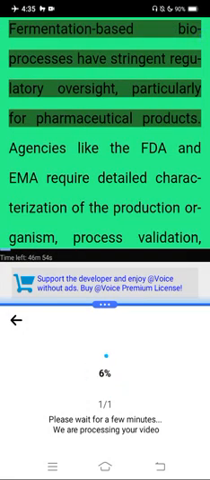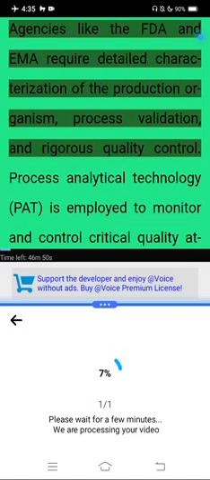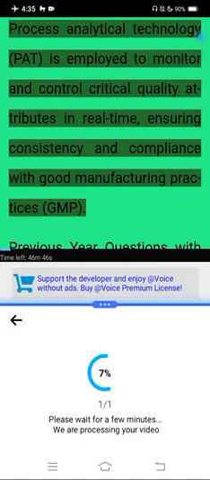Fermentation-based bioprocesses have stringent regulatory oversight, particularly for pharmaceutical products. Agencies like the FDA and EMA require detailed characterization of the production organism, process validation, and rigorous quality control. Process analytical technology (PAT) is employed to monitor and control critical quality attributes in real time, ensuring consistency and compliance with good manufacturing practices (GMP).